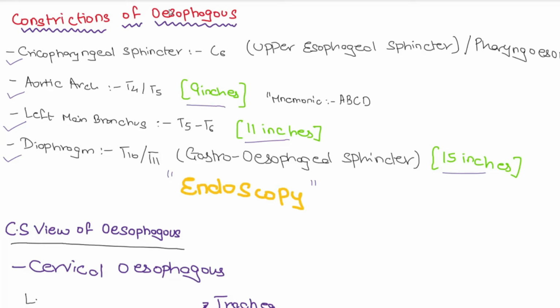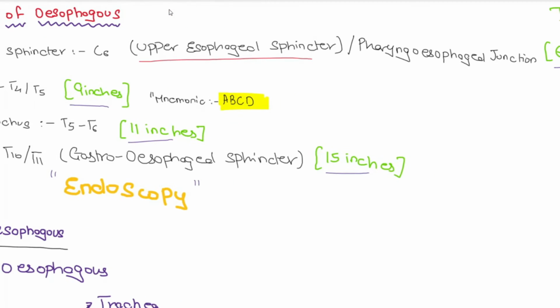Now, you can remember all the constrictions by the mnemonic, that is ABCD. So, A stands for the aortic arch, B stands for the bronchus, that is the left mainstem bronchus, C stands for the cricopharyngeal sphincter, D stands for the diaphragm. Now, the cricopharyngeal sphincter is also sometimes referred to as the upper esophageal sphincter, or the junction of the pharynx and the esophagus, that is the pharyngoesophageal junction.